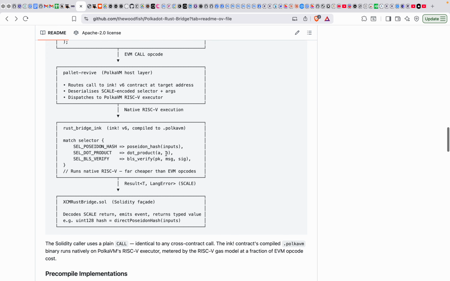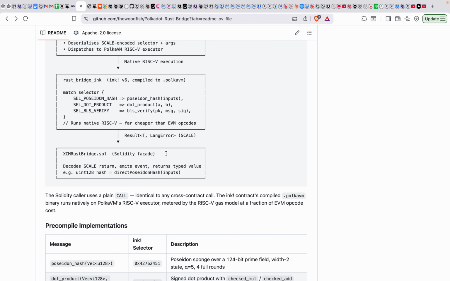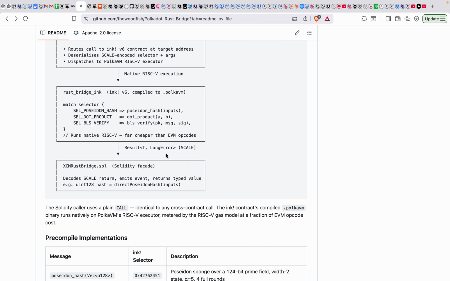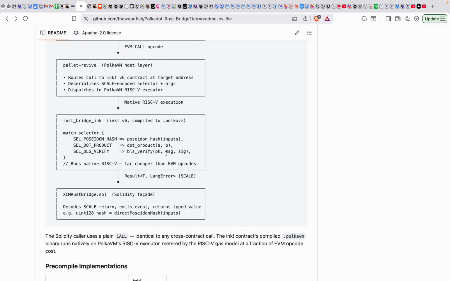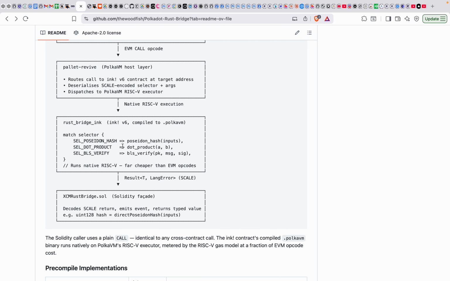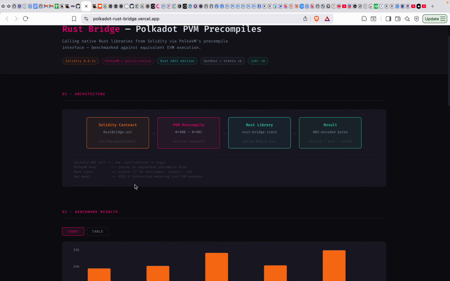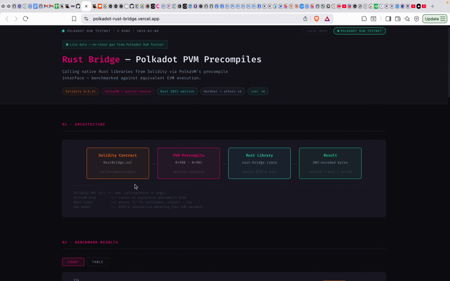The second path wraps the call in a full XCM transact instruction dispatched through the XCM precompile at 0x0401, which is the production cross-chain path. The Rust contract receives the SCALE-encoded calldata, runs the computation natively in RISC-V, and returns a SCALE-encoded result. The bridge decodes it back to a Solidity type. From the caller's perspective, they just call a function and get a number back. The cross-VM translation is completely invisible.